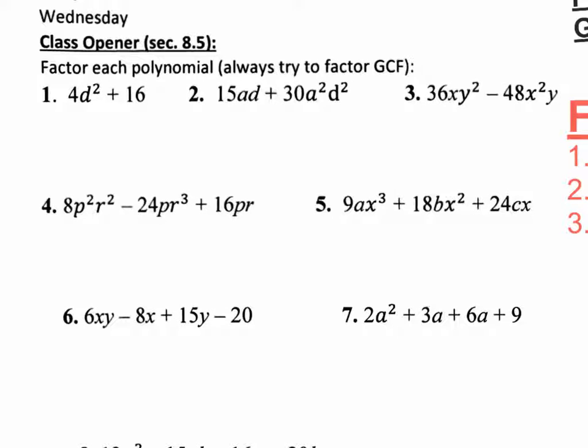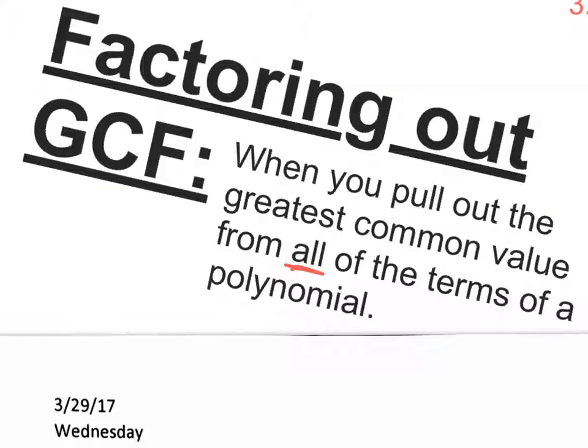Alright guys, this is a class opener and you're going to be doing these questions. It's all on factoring, and you always want to try to factor out the GCF first. Now what does that mean? Factoring out the GCF, what does that mean?